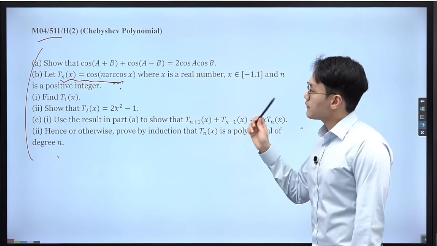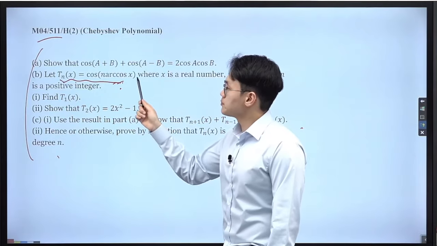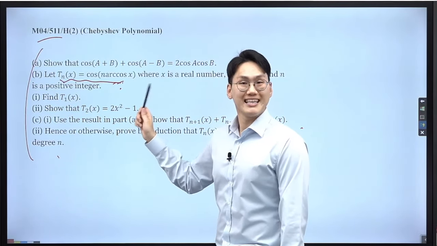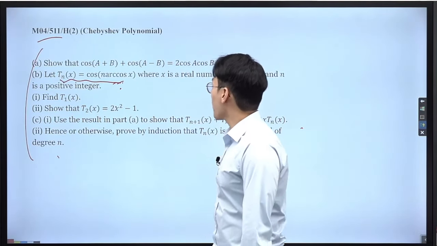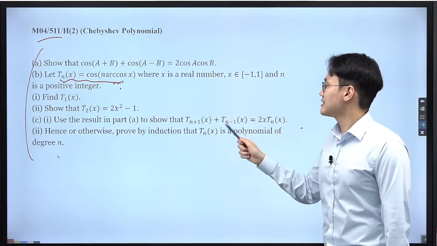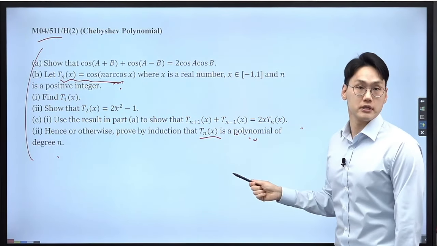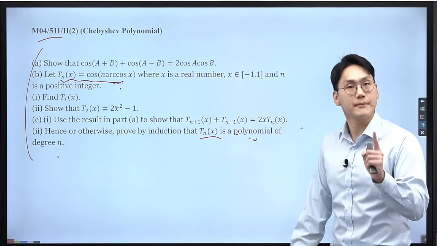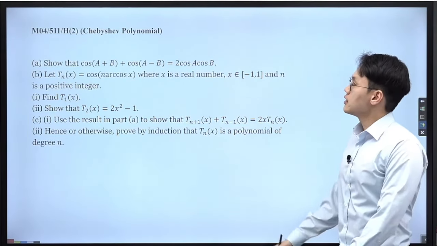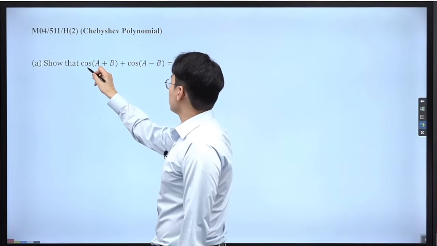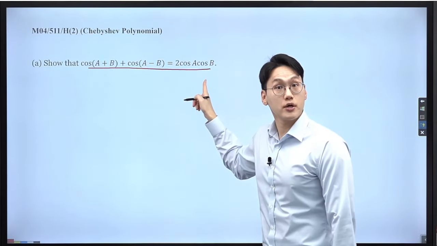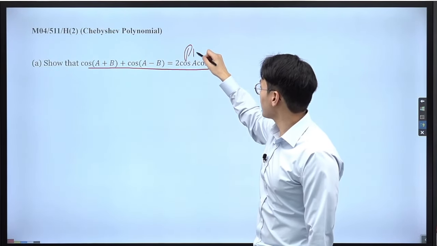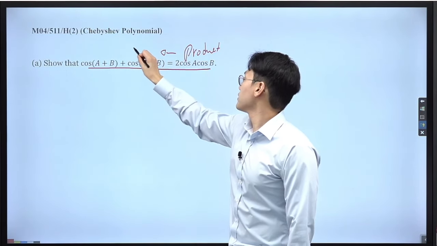If you want to derive some angular formula, what you can do is make it into polynomial form. And in the exam question of 2024, what you had to prove was that T_n(x) is always a polynomial of degree n, right? So this is a very lovely problem, and I strongly suggest you attempt this one as well. Well, let's take a look at it. But I want you to realize the first part here is to prove, what is it? Product to sum formula. This is a product to sum formula, all right?